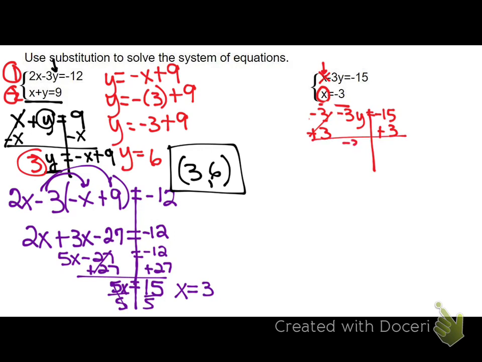That means I have negative 3y equals what? Negative 15 plus 3, negative 12. Okay, now what? Divide by negative 3. And you get positive 4. Okay, how do I find my x value? It's already up there. So what's my ordered pair? What's my solution? Negative 3, comma 4. Box.